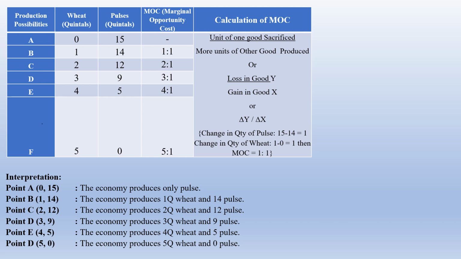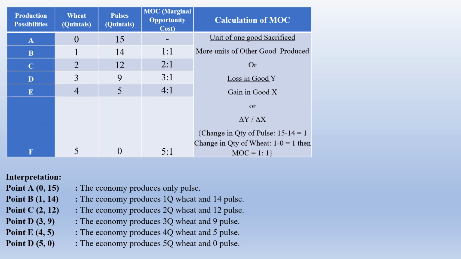For the calculation of MOC, we use this formula: units of one good sacrificed divided by more units of the other good produced, or loss in good Y upon gain in good X, or delta Y upon delta X. MOC means marginal opportunity cost. The marginal opportunity cost is the rate at which the quantity of output of one commodity is sacrificed to produce one or more units of the other commodity.